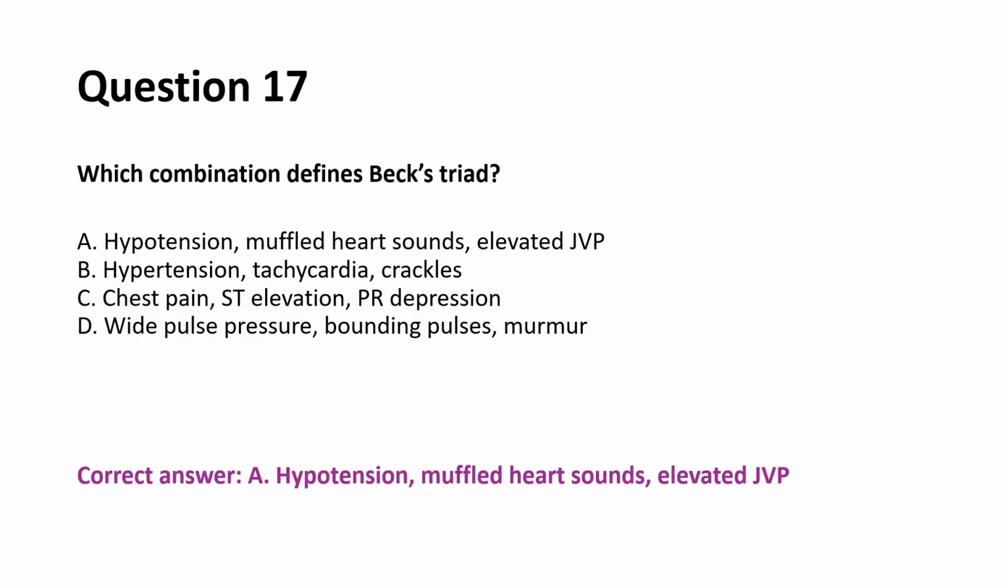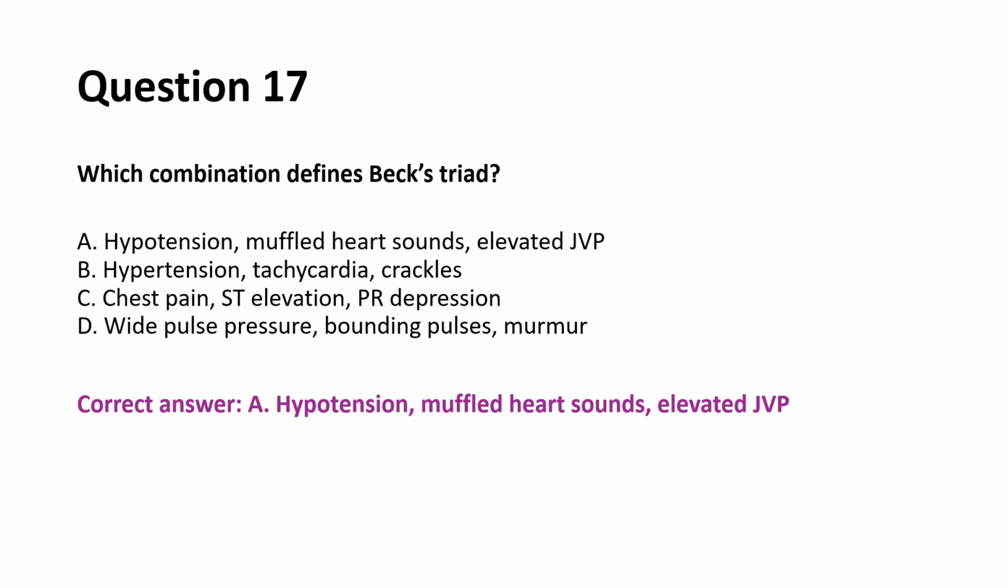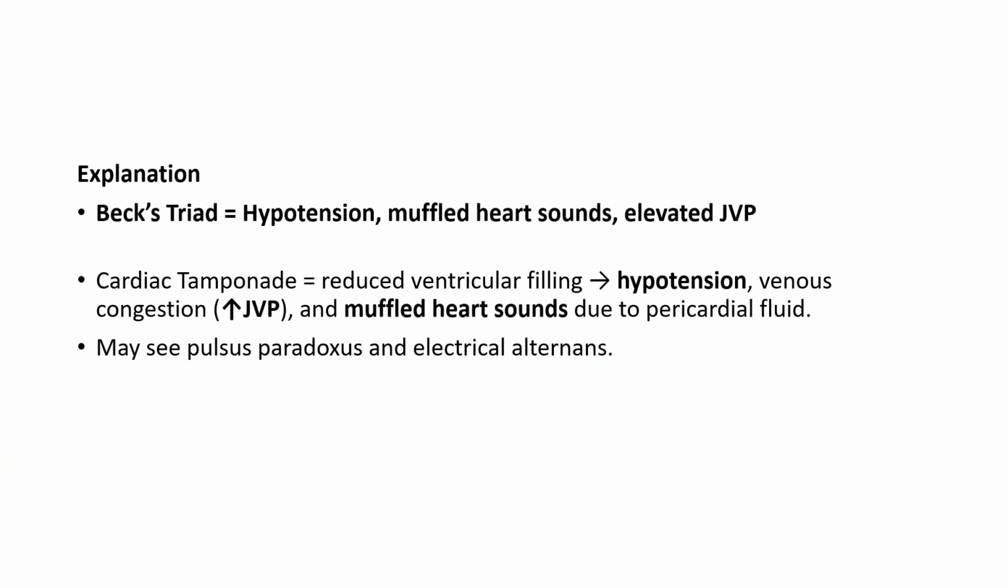The correct answer is hypotension, muffled heart sounds, elevated JVP. Beck's triad occurs in cardiac tamponade. It consists of hypotension as a result of impaired filling, raised JVP from venous congestion, and muffled heart sounds as a result of the fluid around the heart. You may also see pulsus paradoxus and electrical alternans on ECG.